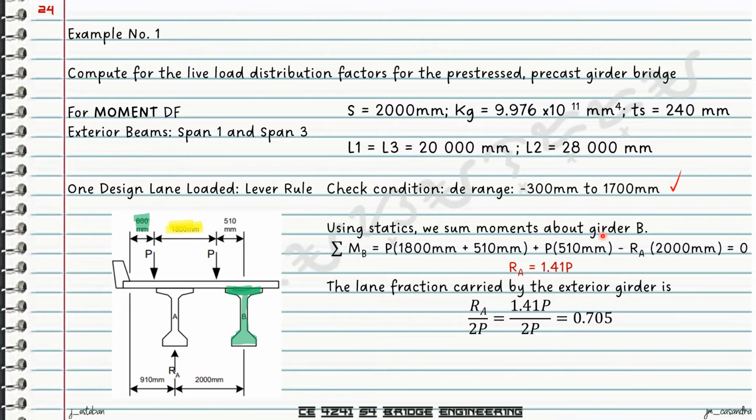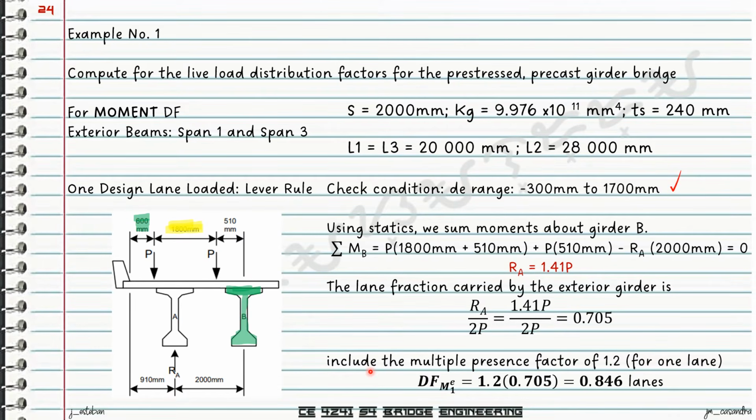This is not yet our distribution factor, as we have to include the multiple presence factor of one lane, which is equal to 1.2. So therefore, the distribution factor for the moment for exterior beams for one lane loaded is equal to 1.2 times 0.705, giving us a value of 0.846 lanes.